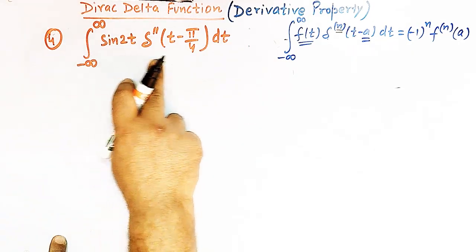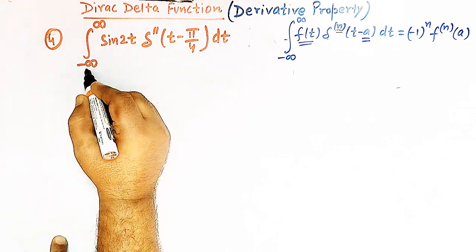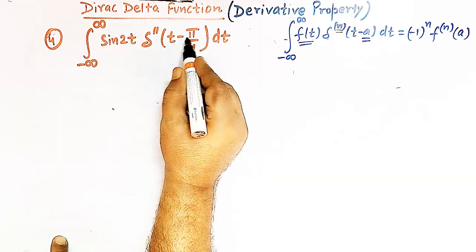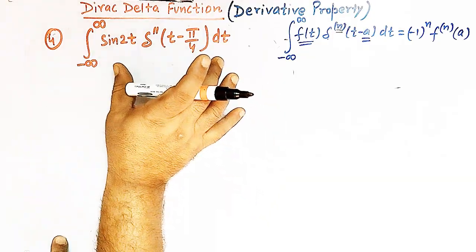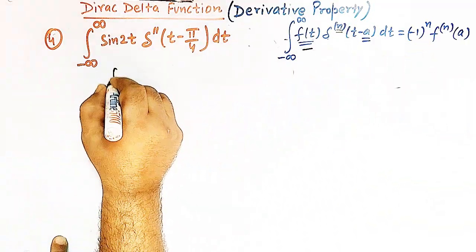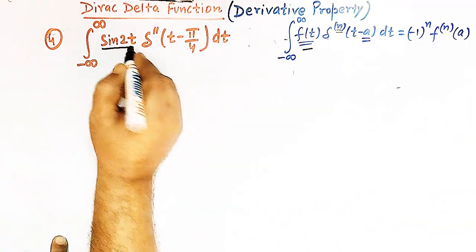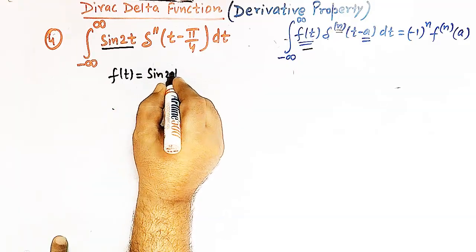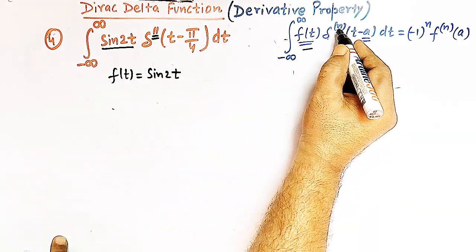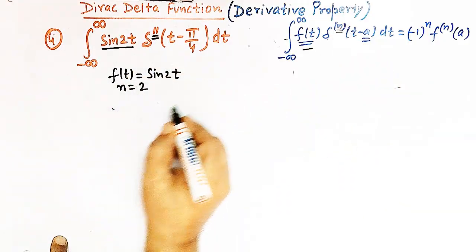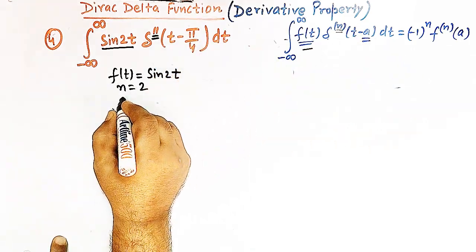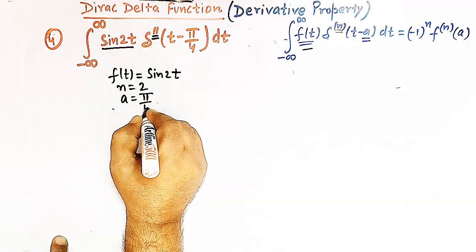So now consider this integral. Here we have minus infinity to infinity sine 2t and delta double prime of t minus pi over 4 dt. So now if we compare this integral with this one, then our function f of t is given by sine 2t, right? And here the second derivative of delta function is involved. So the value of n is equal to 2, and here we have t minus a, here we have t minus pi by 4. So the value of a is equal to pi by 4.